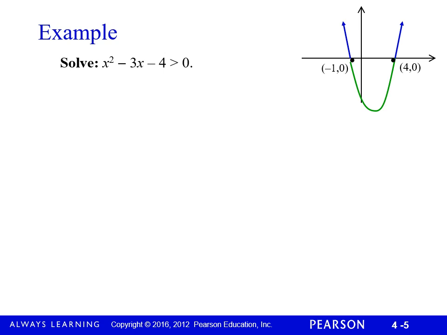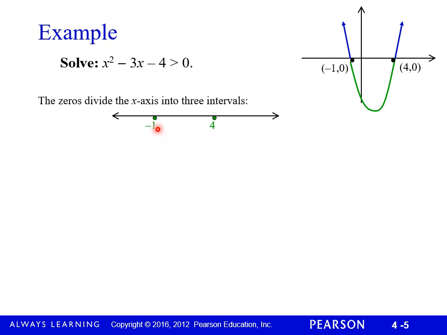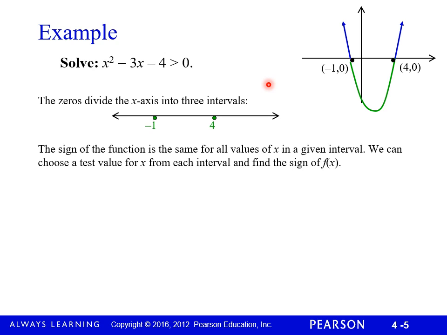If we continue this example and actually solve it analytically, we're going to notice that the zeros divide the x-axis into 3 intervals. The zeros are at -1 and 4, and so we have 3 sections of the x-axis: 1, 2, and 3. These intervals go from -infinity to -1. The second interval goes from -1 to 4, and the third interval goes from 4 to infinity.